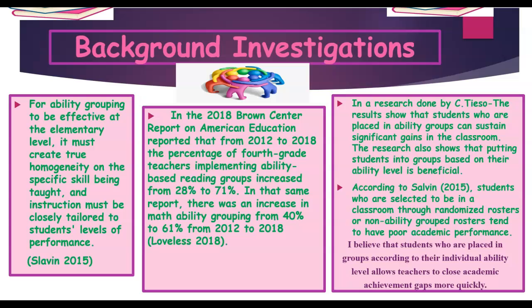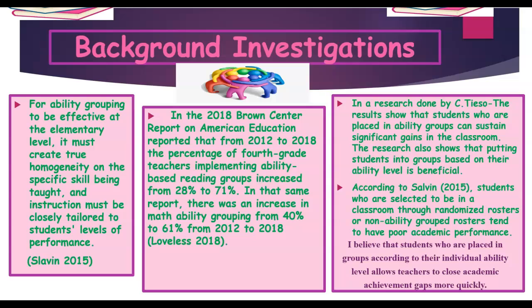Background investigations. Many educators of elementary school children have practiced at least one form of ability grouping during their tenure in the classroom. There was a study conducted by Slavin in 2015. His findings stated that in order for ability grouping to be effective at the elementary level, it must create true homogeneity on the specific skill being taught, and instruction must be closely tailored to the students' levels of performance.